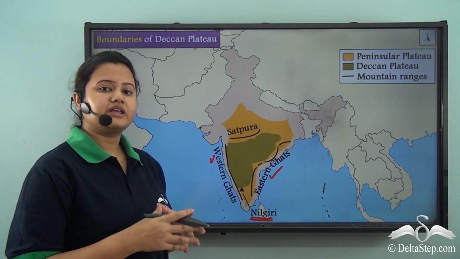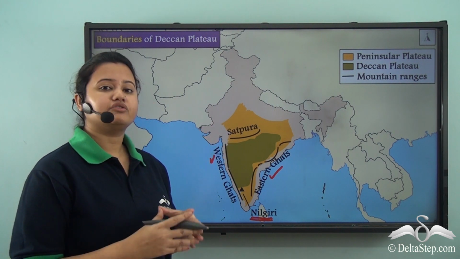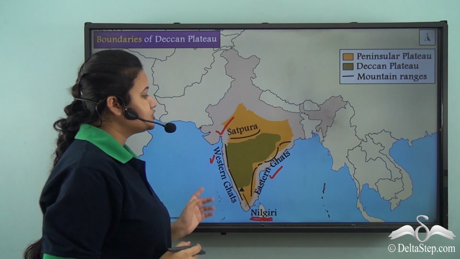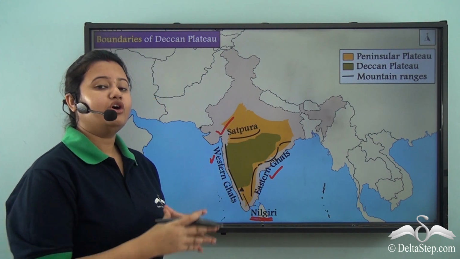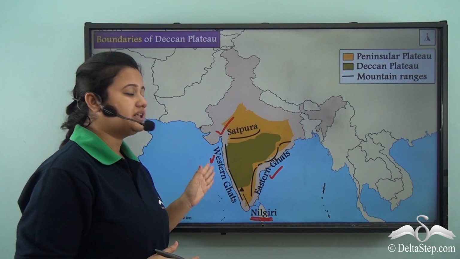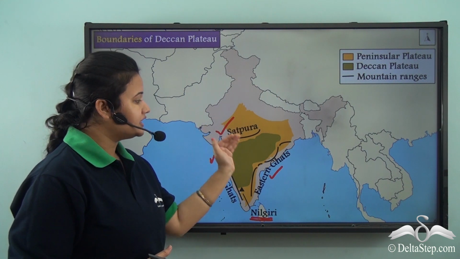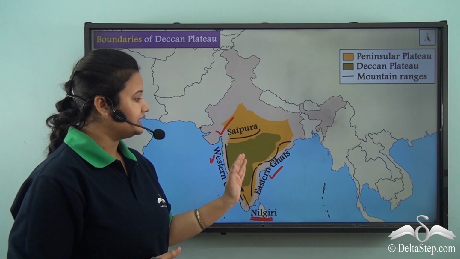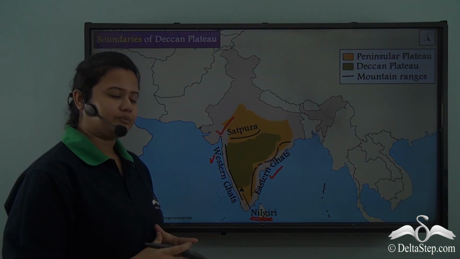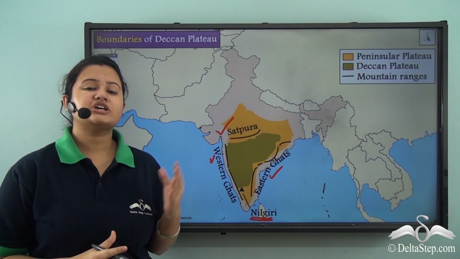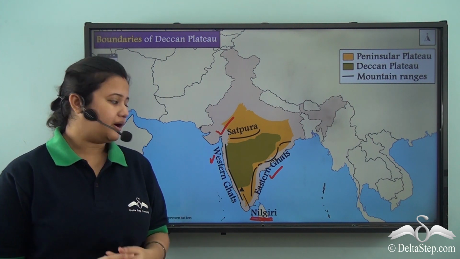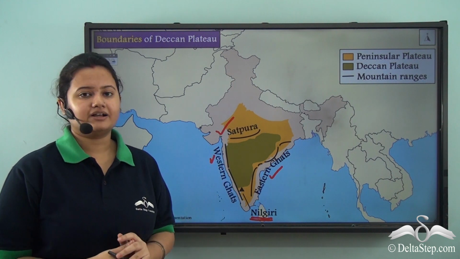Now also, as we can see here, the northern part of Deccan Plateau is bounded by Satpura ranges. So these are the boundaries of Deccan Plateau. Western Ghats lies to the west, Satpura range lies in the north and Eastern Ghats lies in the east of Deccan Plateau. Now before discussing Deccan Plateau in detail, let us explore more about Western and Eastern Ghats.